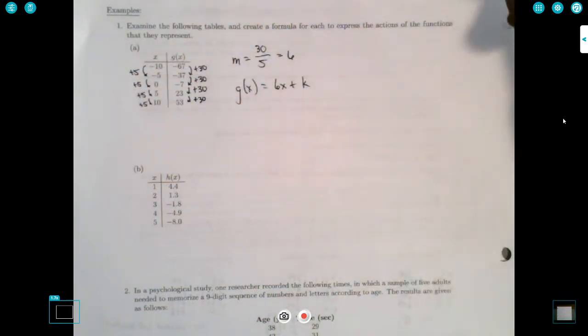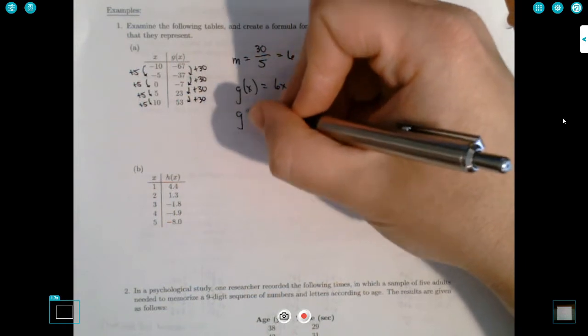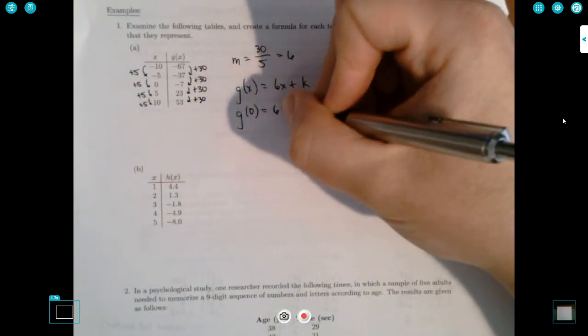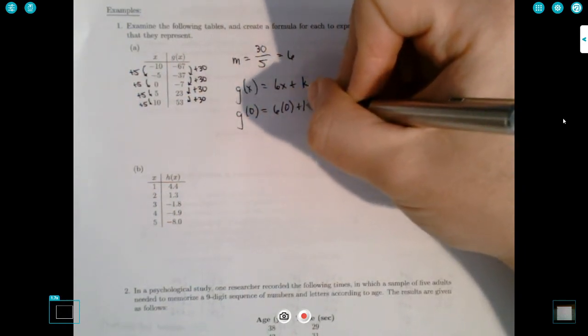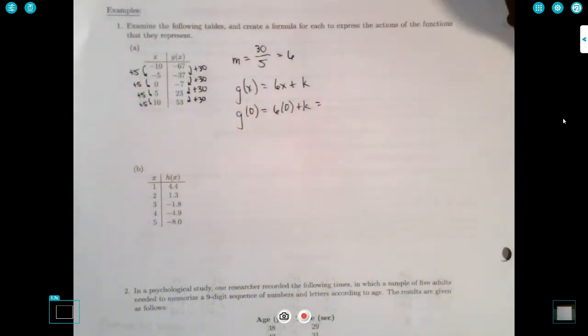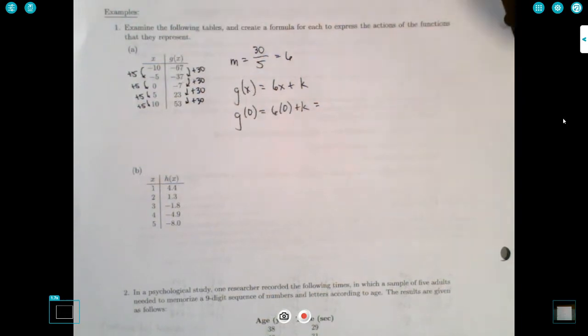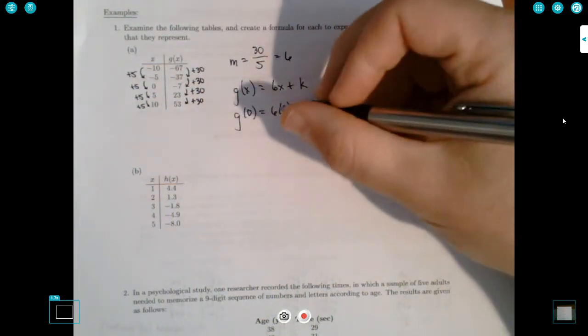And I'm going to solve for the starting point k by choosing some number on here. It doesn't really matter which one. I'm going to go with the 0, negative 7, because I think 0 makes things cancel off and makes things easy. So if I plug in 0, I get 6 times 0 plus k, and I know when the input is 0, the output has to be negative 7, right? Sorry, let me get my hand out of the way. When the input's 0, the output has to be negative 7. So whatever k is, 6 times 0 plus k has to equal negative 7.